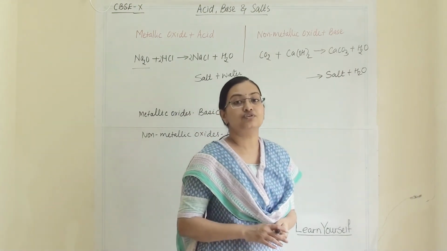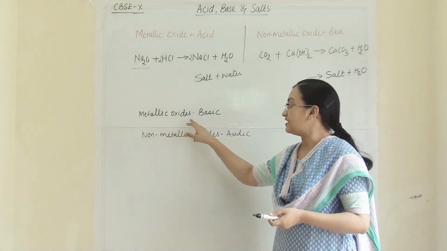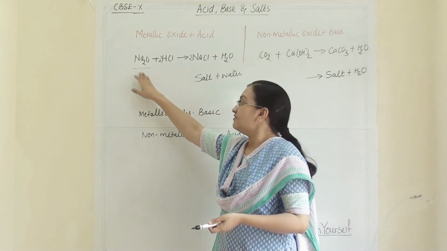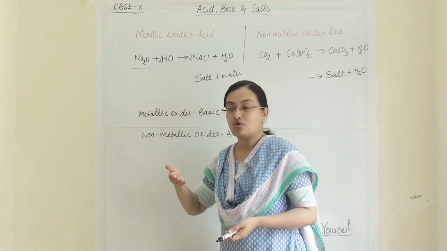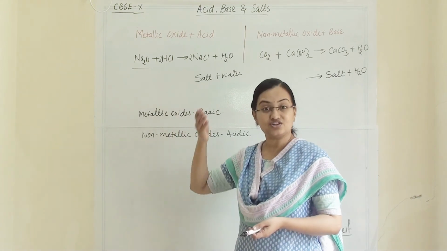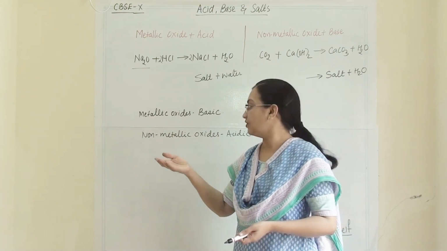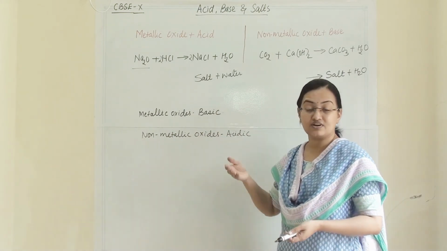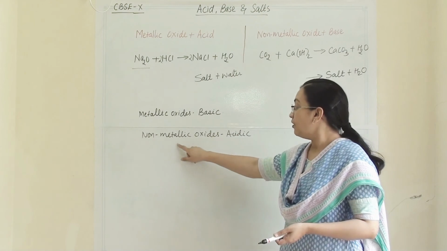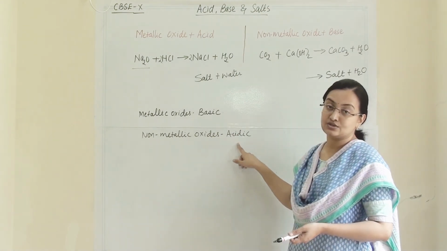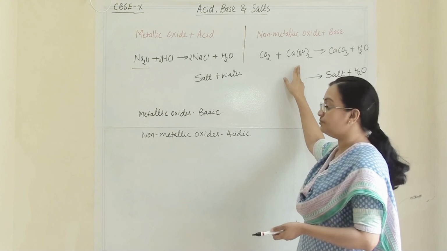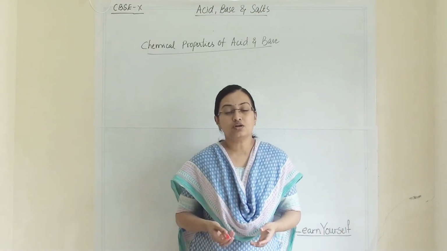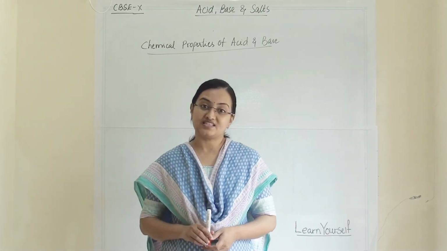Here what you have to remember is that the nature of metallic oxides is always basic. All the metallic oxides we have studied, like magnesium oxide, sodium oxide, calcium oxide, are basic in nature. Non-metallic oxides like sulfur dioxide and carbon dioxide are acidic in nature. So when they react with base, we will get salt and water. So this is all about the chemical properties of acid and base.